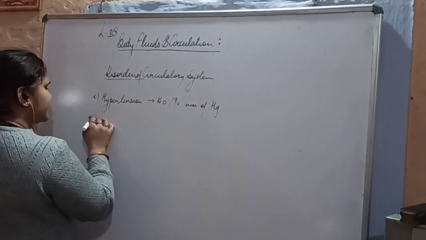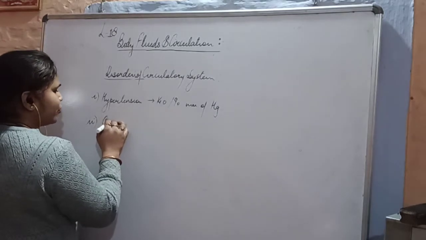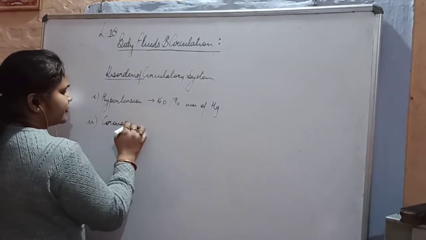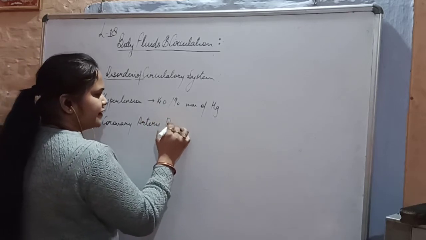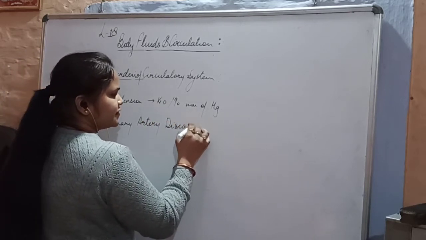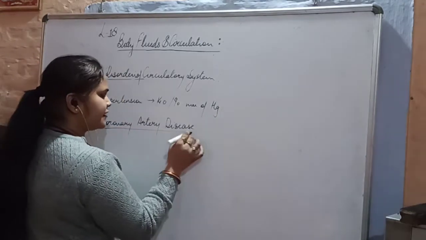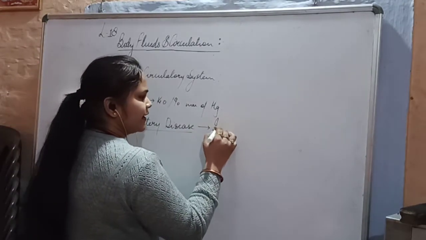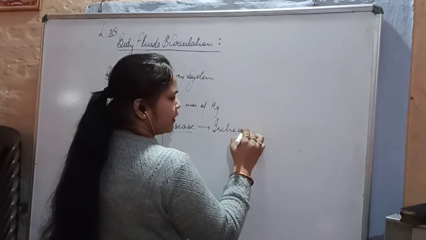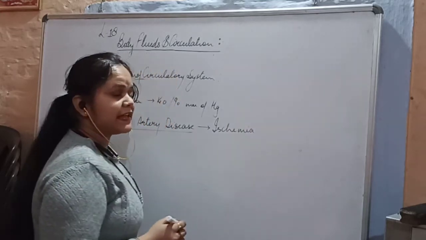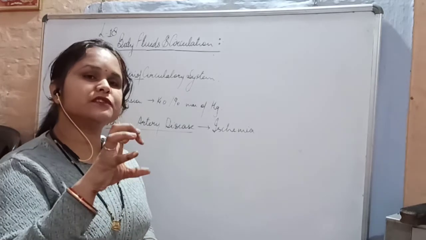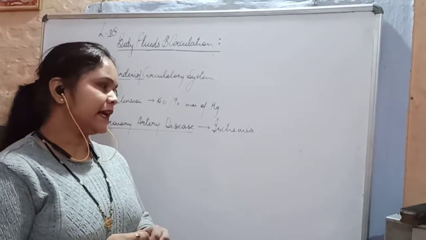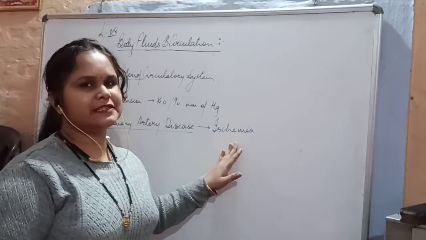Then the next disease which we have to discuss is coronary artery disease, we can also say CAD. Now what happens in this disease? Coronary artery disease is a problem whenever there is ischemia. Now what do you mean by ischemia? When the blood does not reach a place, the supply of blood is reduced to that blood vessel, that leads to the condition called ischemia.